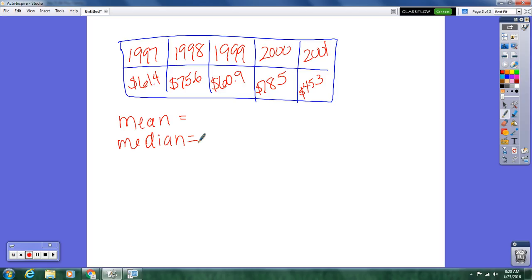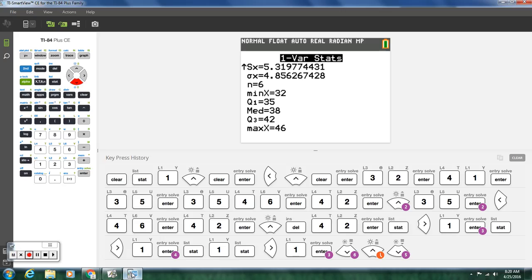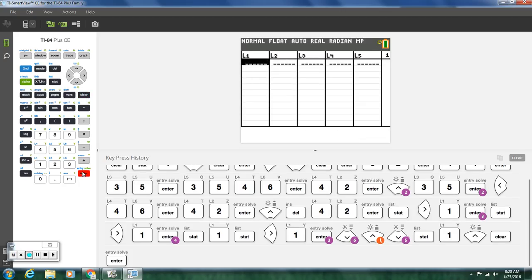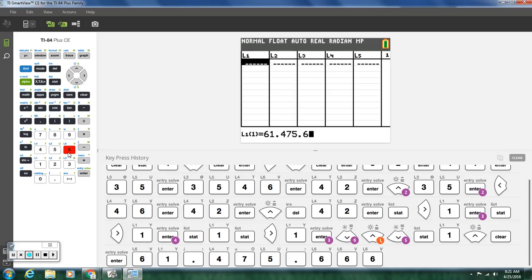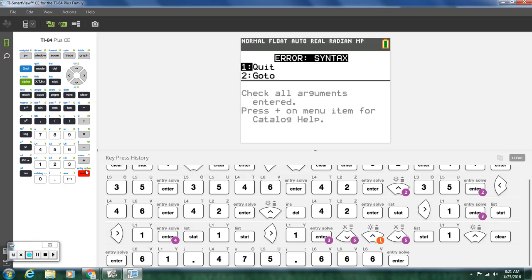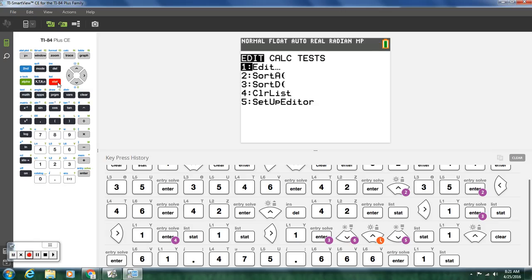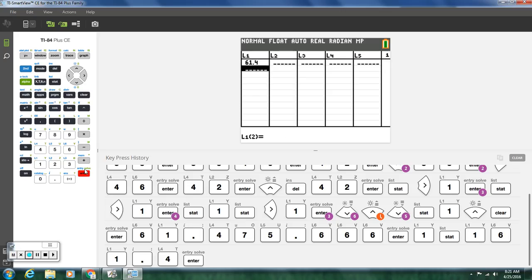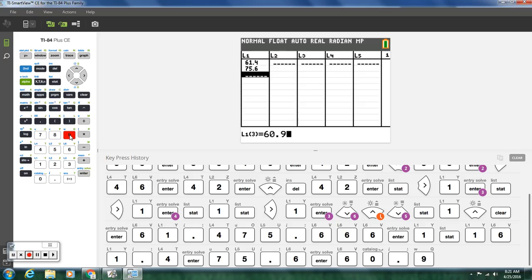You can type in numbers, really. Just go with them, just look at it. Just stat and edit and type in the numbers and then stat 2. Are you getting it? Okay.